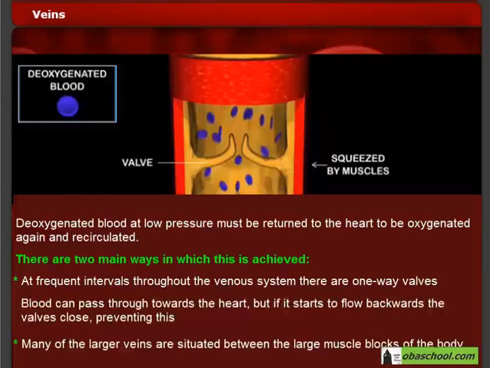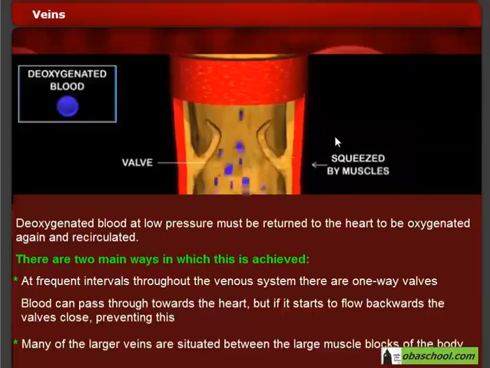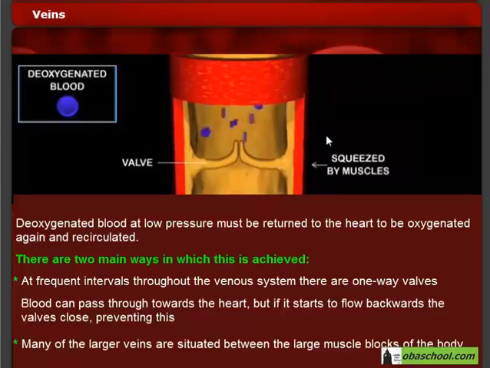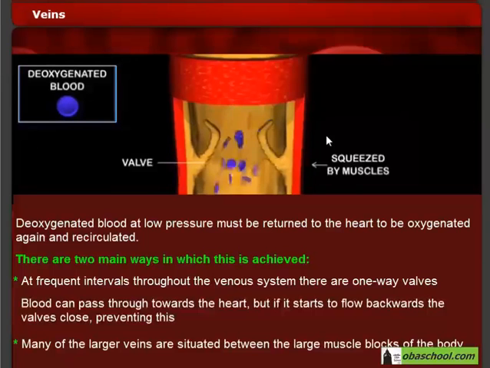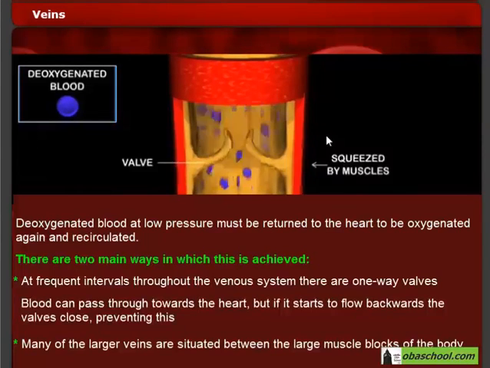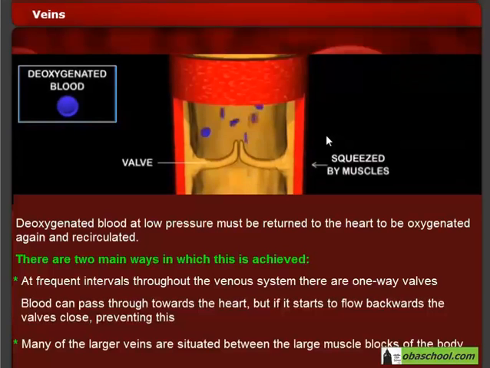And also veins, especially the larger ones, since the bigger the volume, the lower the blood pressure inside of the vein. Many of the large veins are found between large muscles in the body, especially in your legs, for example. So the contraction of the muscles helps, as you can see here, it's like they're pulsating in order to increase pressure.